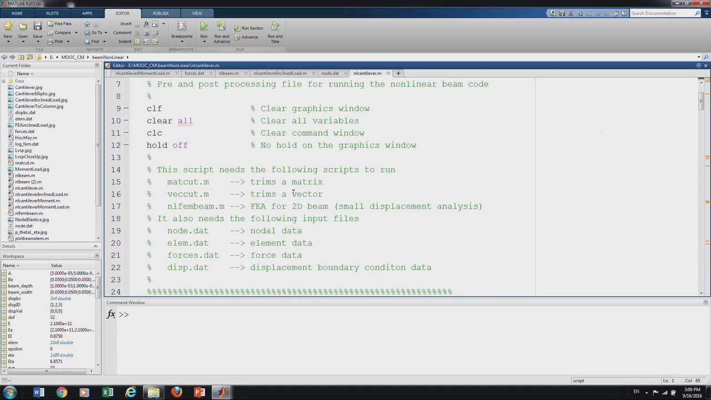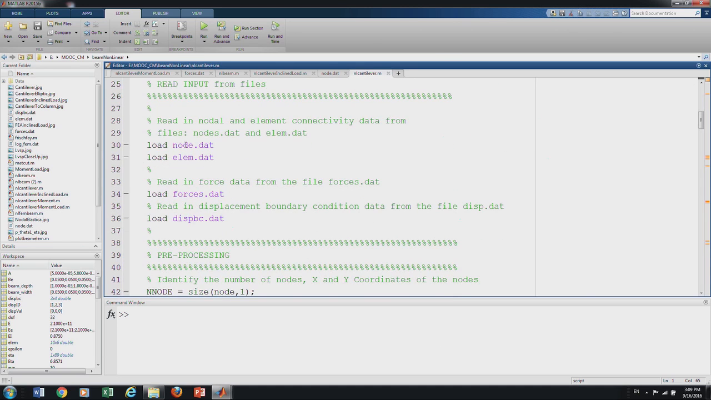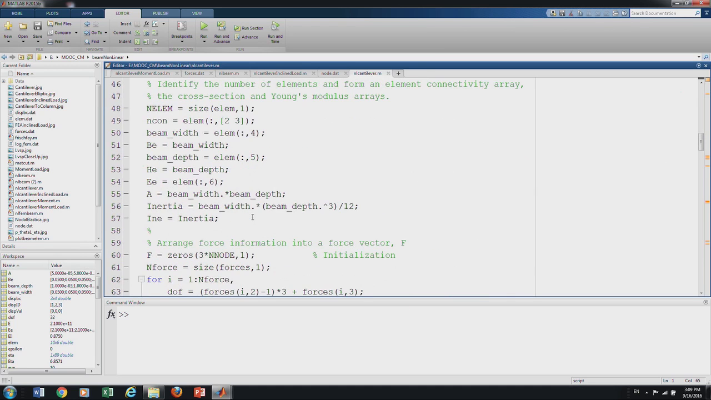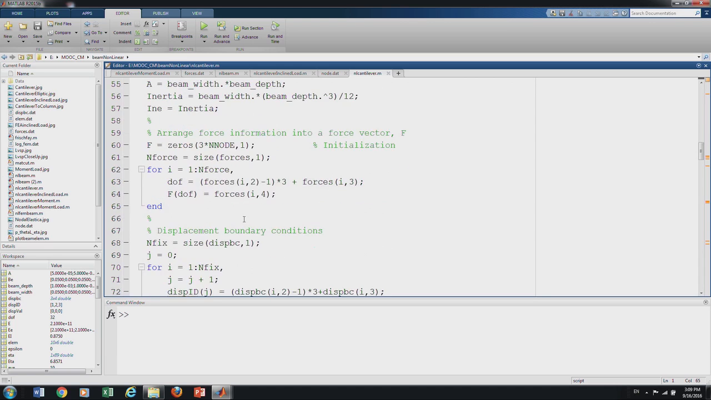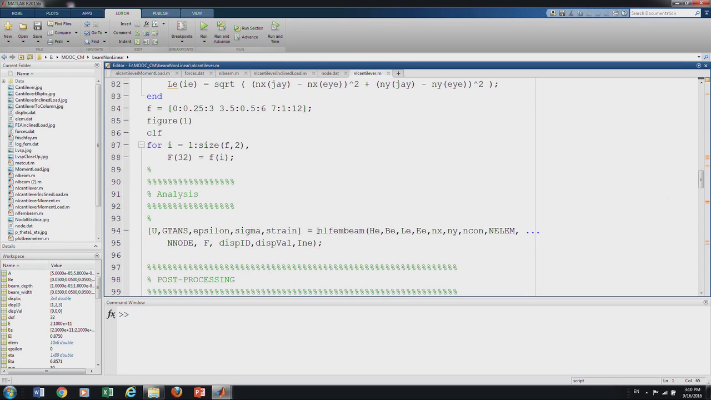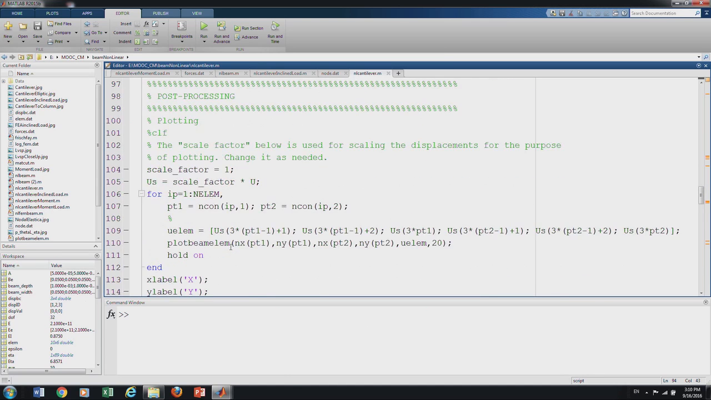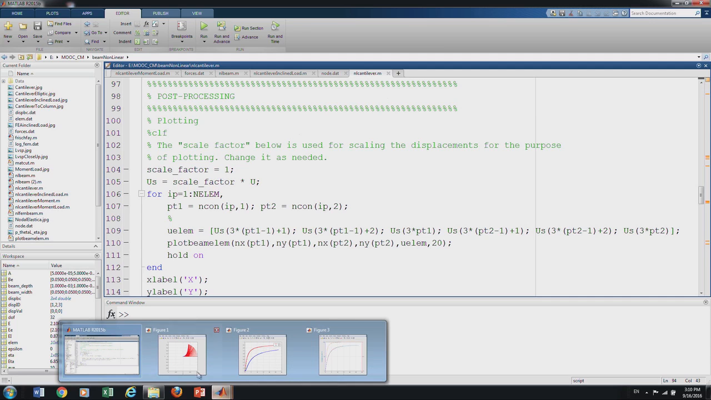So, it calls a few M scripts that are required for the finite element beam analysis, and it has some data files that we are already familiar with when we discuss this small and large displacement analysis, and all this code you are familiar with. We have the usual pre-processing, and then the code calls this NLFEM beam for the displacements for given forces and the boundary condition. There is post processing that actually plots the deformed one. When it is done, it is going to look like this.